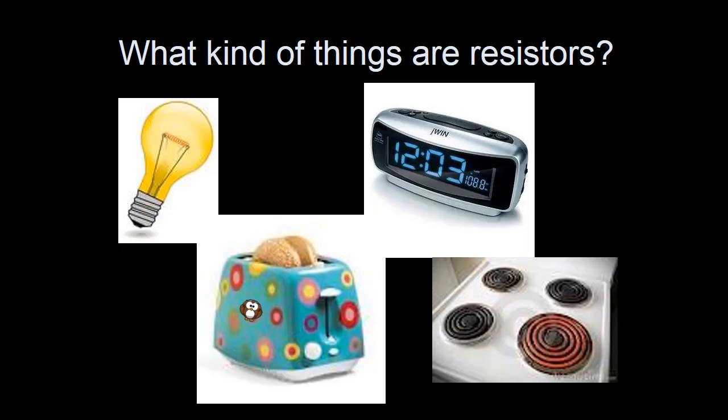Well, these kind of things are resistors. To be honest, pretty much anything that uses electricity is a resistor. Remember, it creates light and heat. So the light that's coming out of this clock, created by resistors. The heat for the toaster, created by resistors.